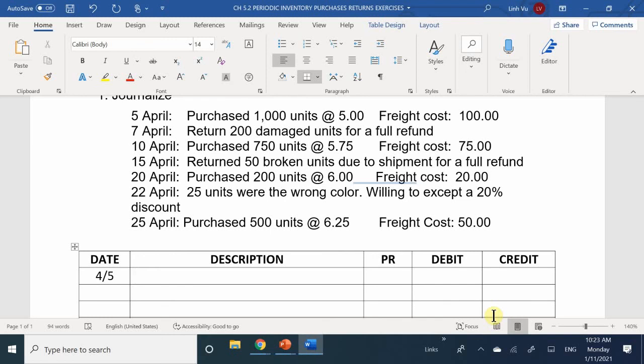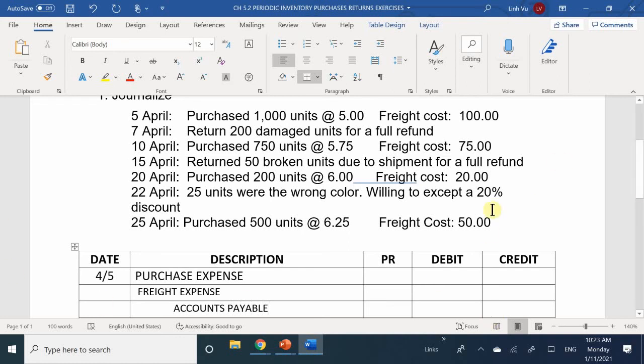The purchase expense. What else? Freight costs. Freight expense. Okay, what else? Accounts payable, good. Now let's go ahead and calculate the total amount.